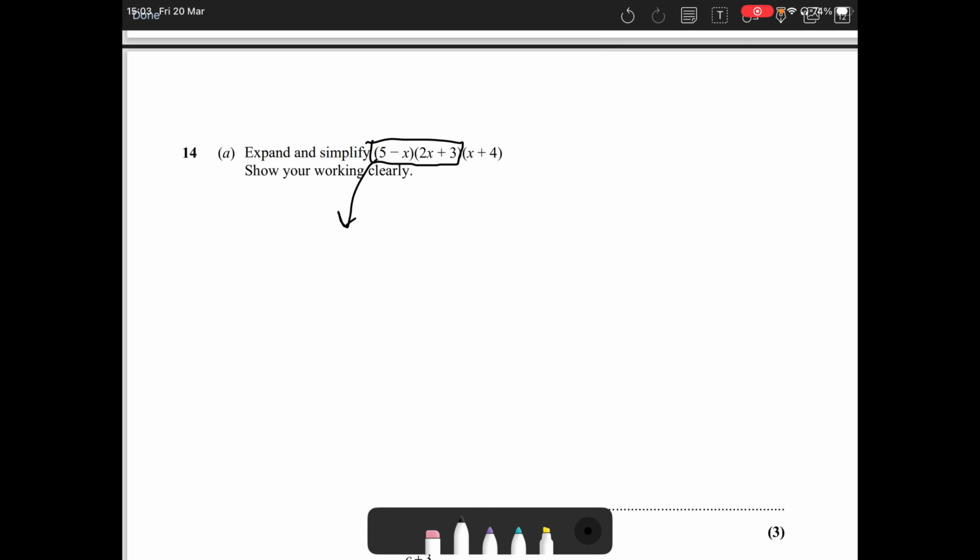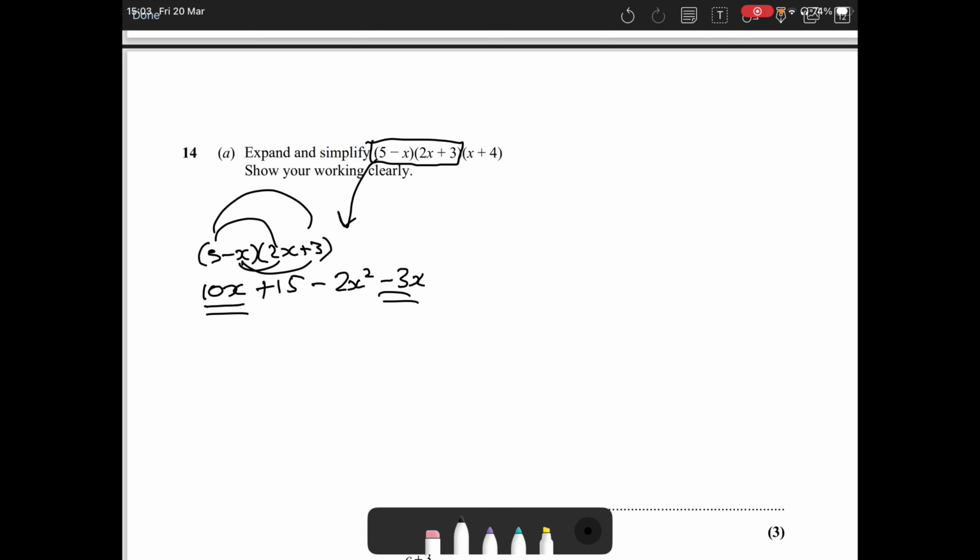I'm just going to expand and simplify this. So if I said the double bracket, 5 minus x and 2x plus 3, here's what you do. You times these two out, 10x. You times those two out, plus 15. You times those two out, minus 2x squared. And then you times those out, minus 3x. Let's tidy this up. The 10x and minus 3x leaves you with 15 at the front, plus 7x because it's still a positive, minus 2x squared. Lovely jubbly.